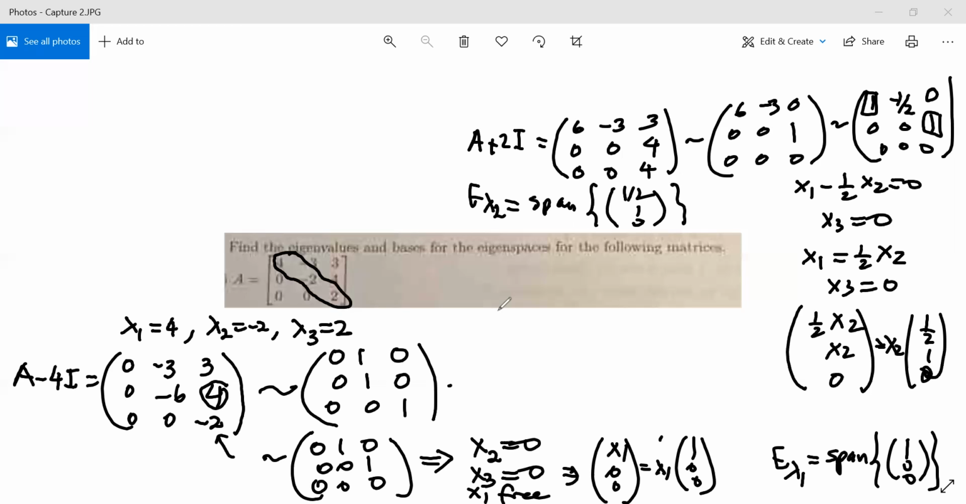And then similarly, you find E lambda 3 by forming A minus 2I. Okay, and then reducing this, then you can find the eigenspace for lambda equal 3.